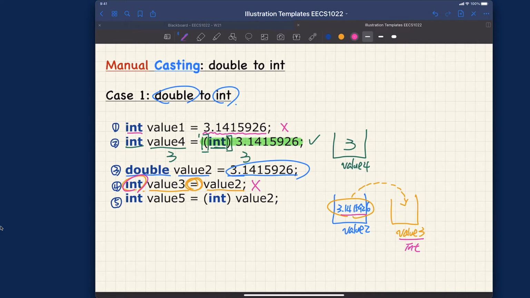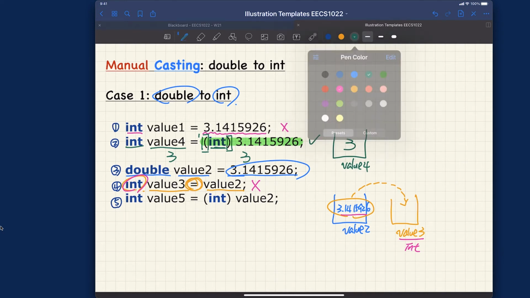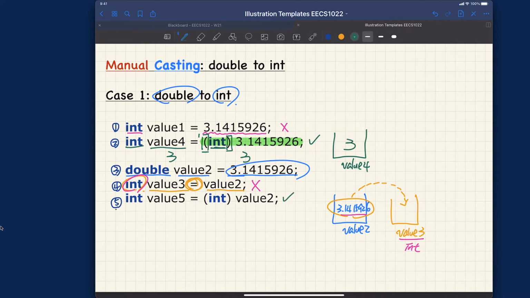So you can see the next one, number 5, would be okay. Now if you try another integer variable, value 5 over here, before I assign any value to value 5 initially, I'm just going to see whatever is stored in value 2, which is this number over here.